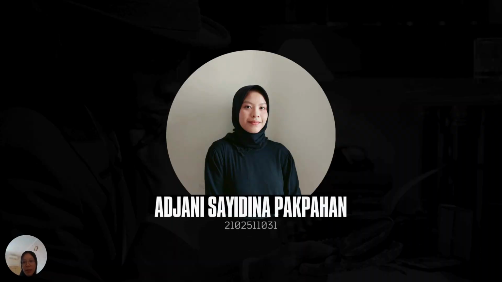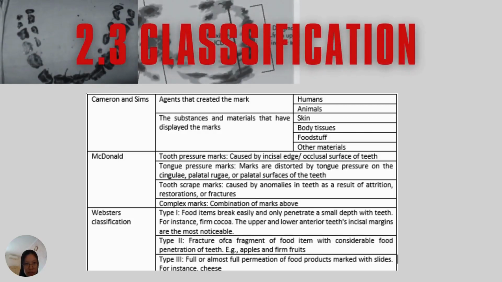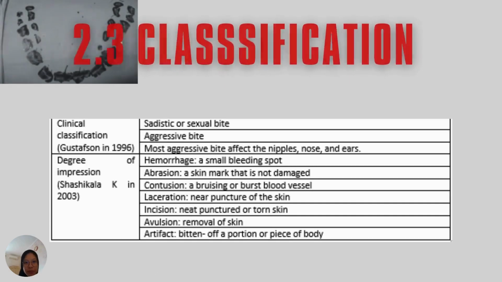My name is Adjani Sayidina Pakpahan, student number 031, and I would like to explain the classification of bite marks. There are a few ways we can classify the bite marks. The first one is with the Camera and Sims classification, which classifies by the agents that created the mark and the substances and materials that have displayed the marks. The second is with McDonald's classification, which classifies the marks by tooth pressure marks, tongue pressure marks, tooth scrape marks, and complex marks. For Webster classification, they are classifying by type 1, type 2, and type 3 of marks.